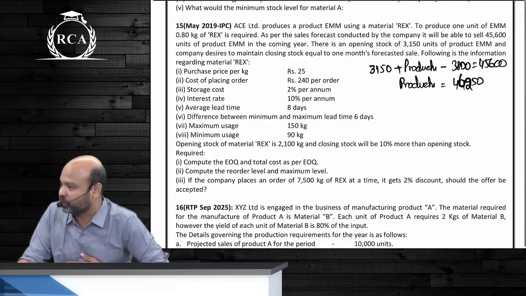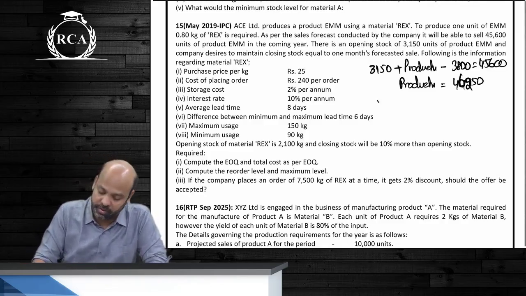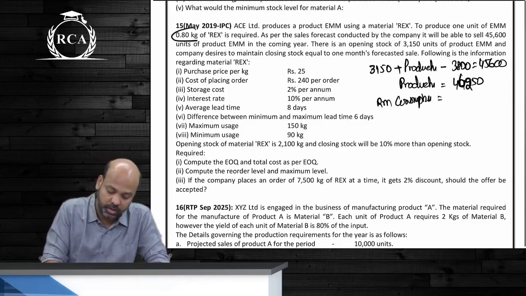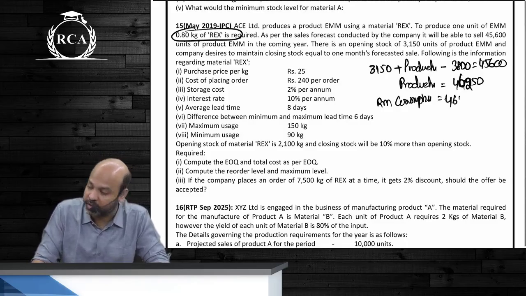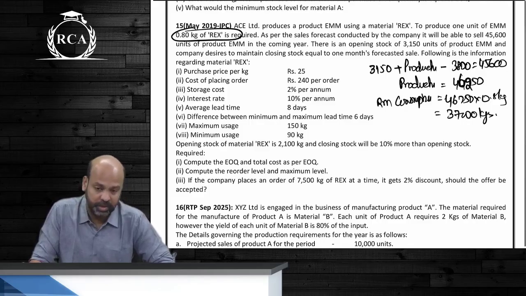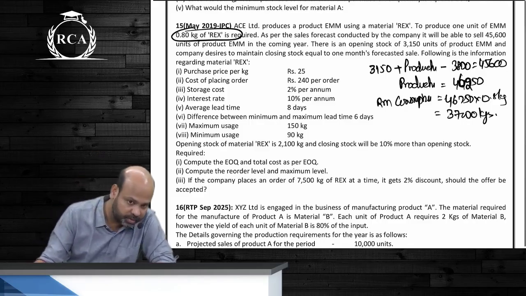46,250 guys will be the production. Based on this 46,250 guys, you will get your raw material consumption. Raw material consumption is how many kgs per unit? 0.8. So you will write 46,250 multiplied by 0.8 kgs. Kitna hai beta? 30. This is raw material to be purchased or raw material to be consumed.